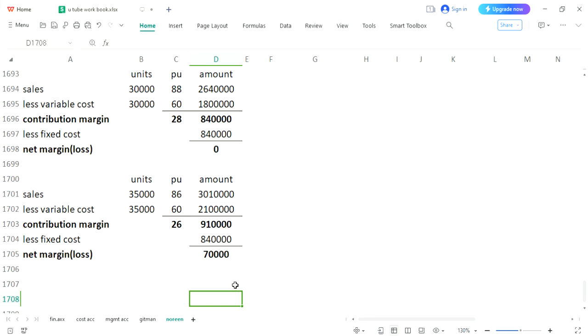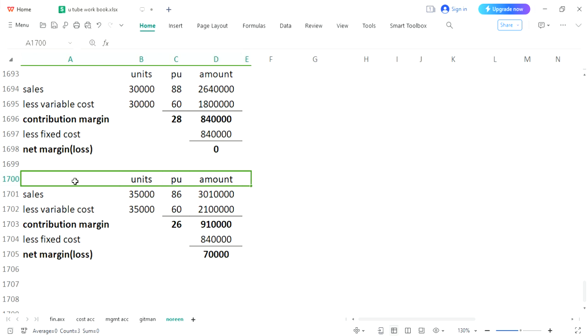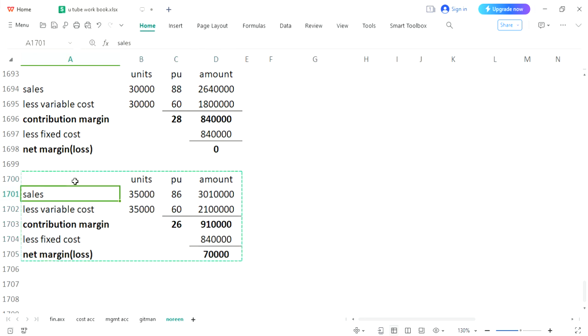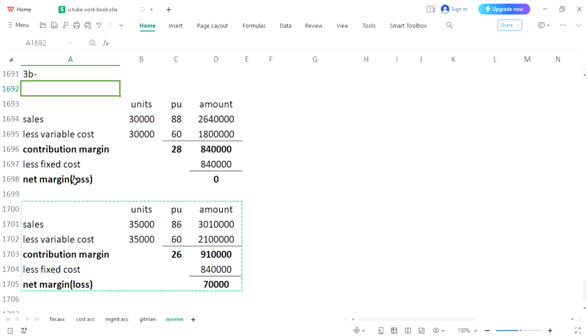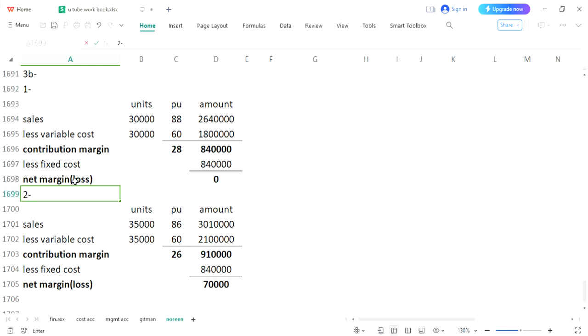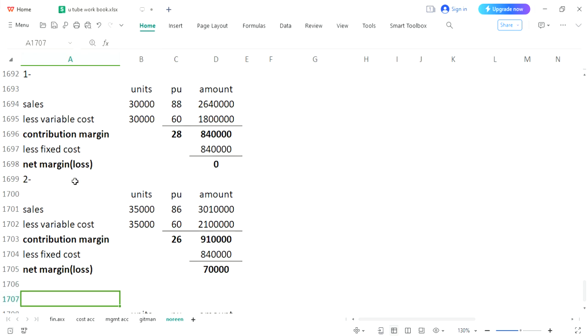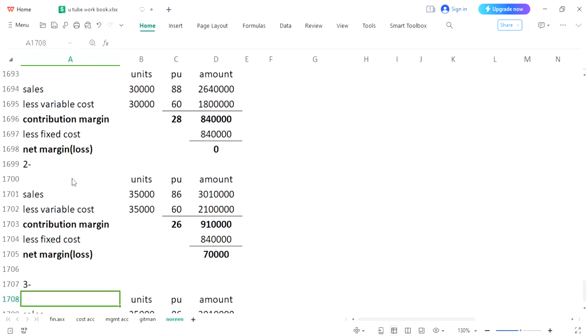But still we want to see how much more profit we can earn. For that we will try the next option. We will continue this until our profit decreases by decreasing the sale price. So this was your first option. Then you have used your second option, and finally you are using your third option.